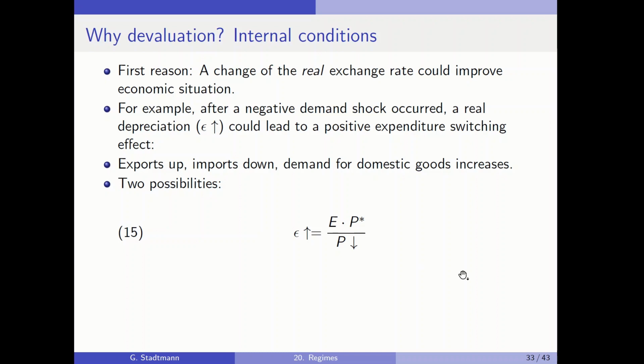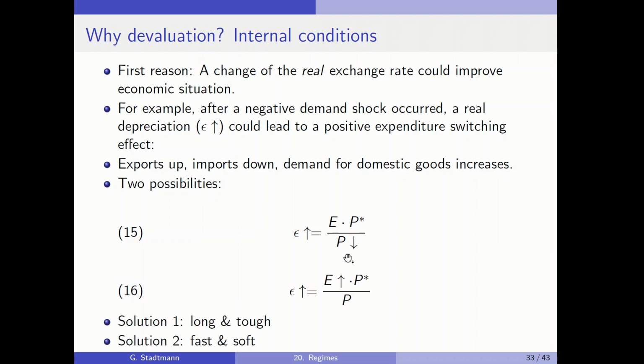And we have two possibilities for how this devaluation can occur. The first possibility is that the economy goes through a phase of deflation, so that the adjustment of the real exchange rate occurs via a decrease in the domestic goods prices. The second option is that a realignment occurs and a devaluation takes place. So adjustment takes place via the nominal exchange rate. The first solution will be long and tough, and the second solution will be fast and soft.